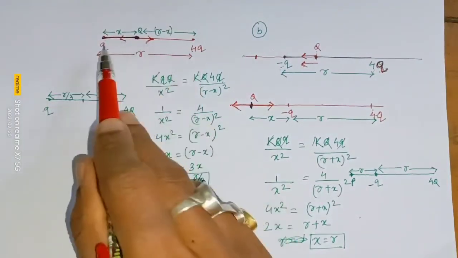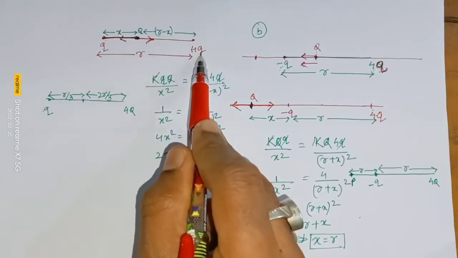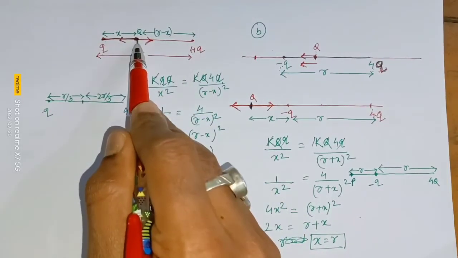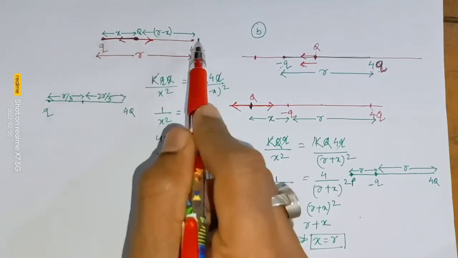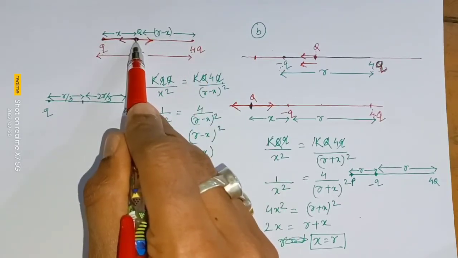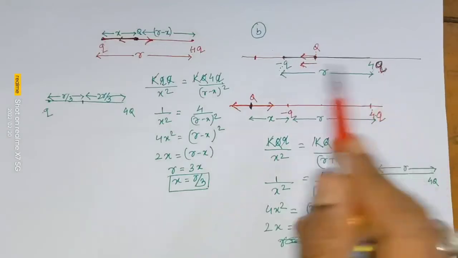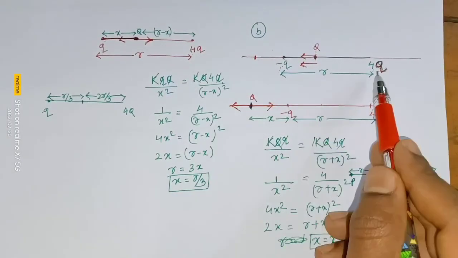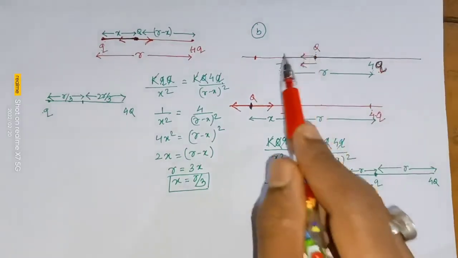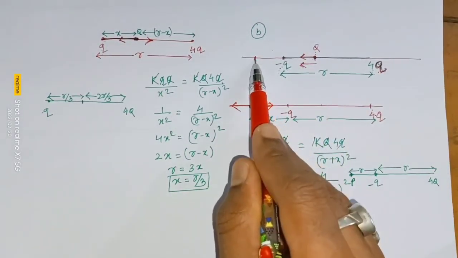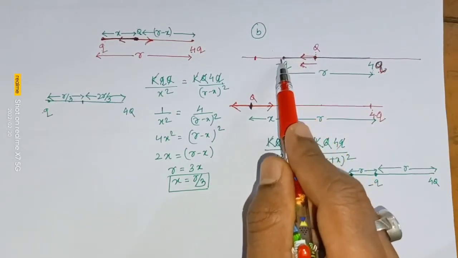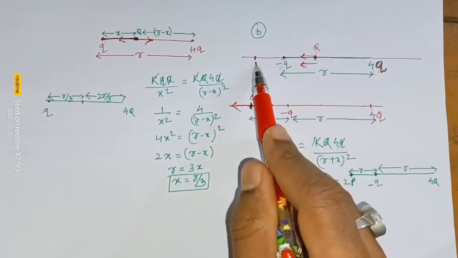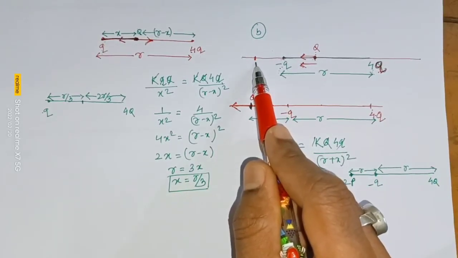If the two charges have the same polarity, meaning both are positive, then the equilibrium point lies inside, between the two charges, nearest to the smaller charge. If the polarities are different, one negative and one positive, then the equilibrium point lies outside the two charges, but it is still nearest to the smaller charge.